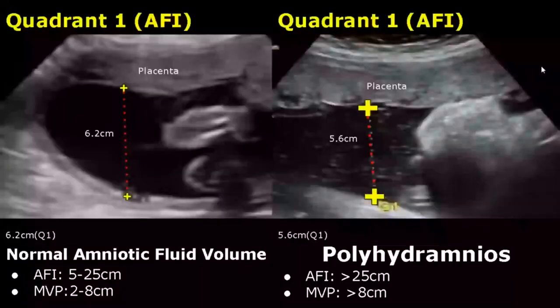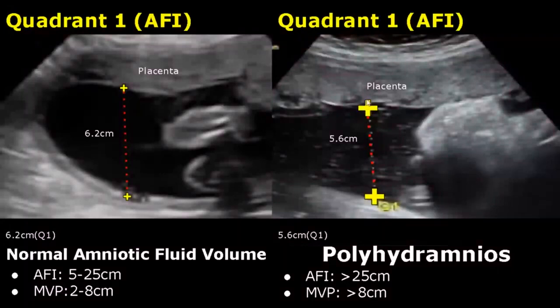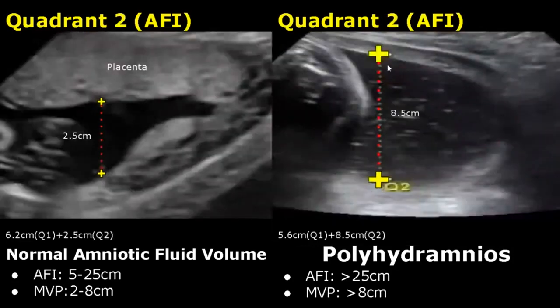Now we will see polyhydramnios by using the AFI method. The normal images are the same as previous ones. This case is of polyhydramnios. Quadrant 1 measurement is 5.6 centimeters. The quadrant 2 measurement is 8.5 centimeters.